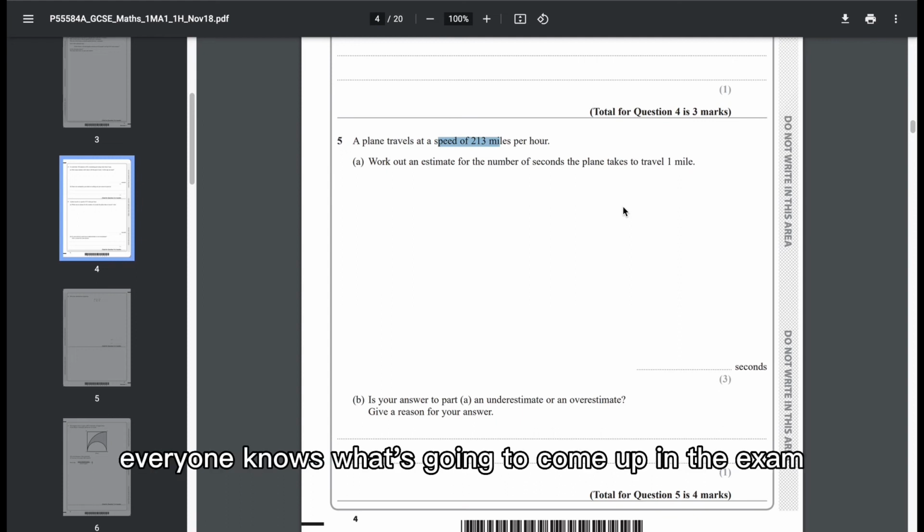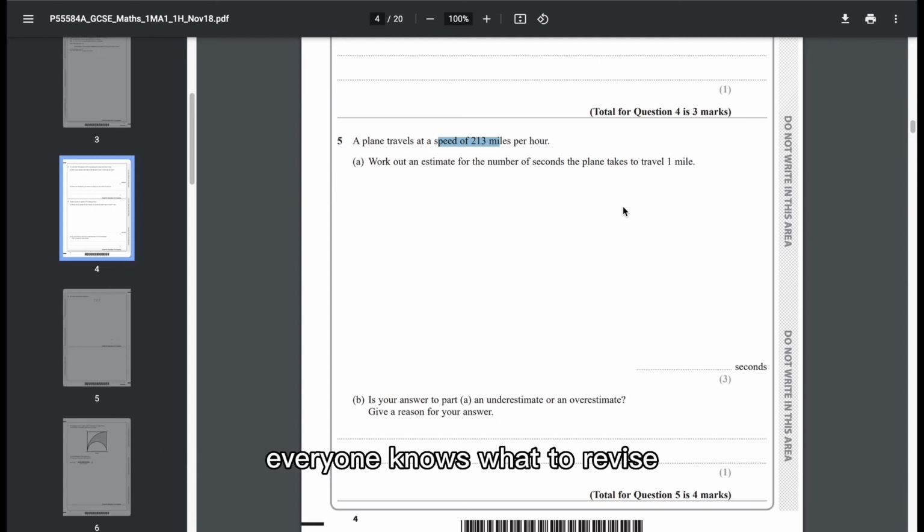Everyone knows what's going to come up in the exam. Everyone knows what to revise. But what to revise specifically for you? And this is the way you're going to do that. You're going to do exam papers, only 3 exam papers.